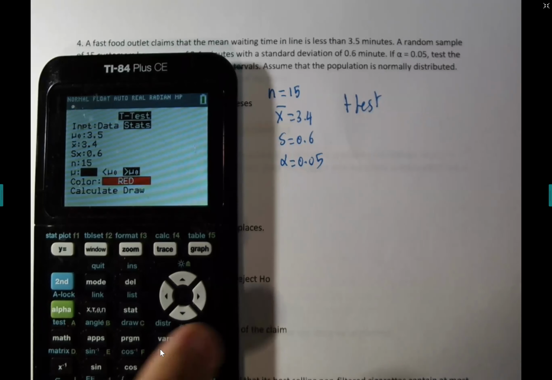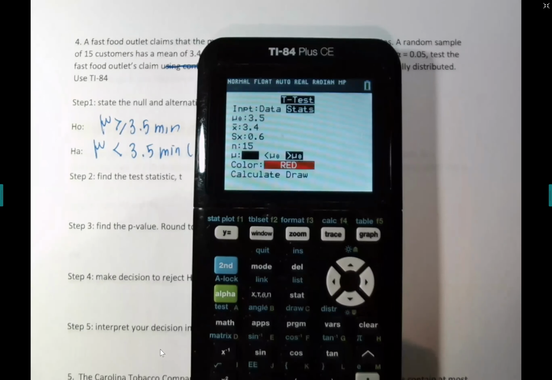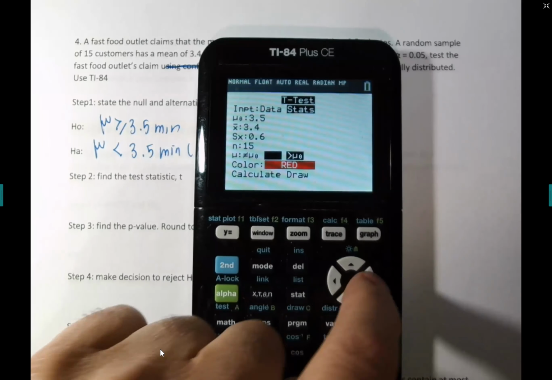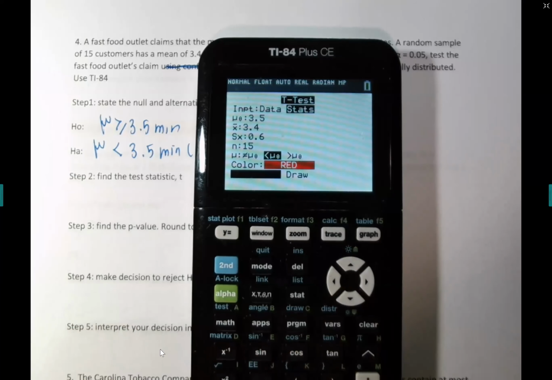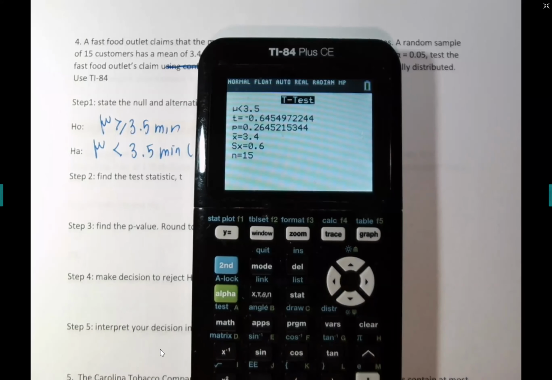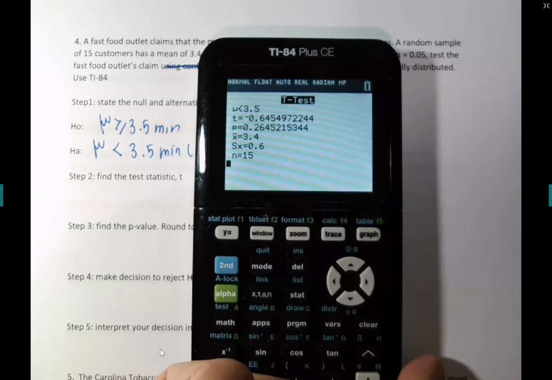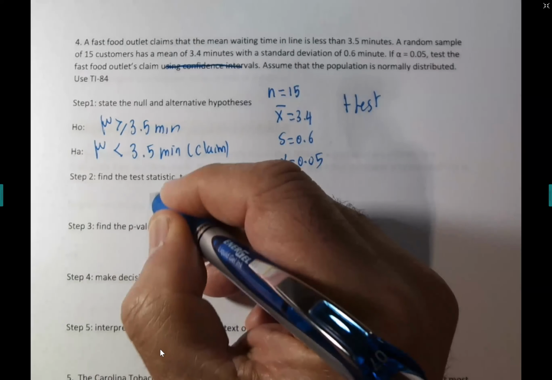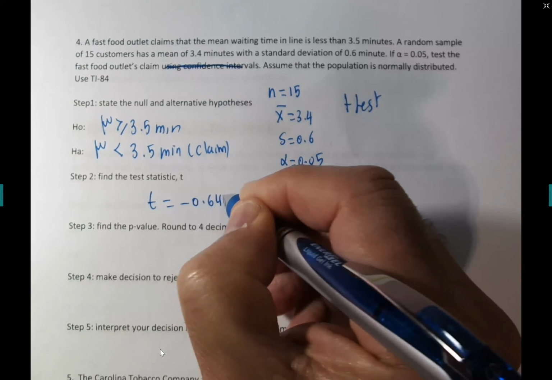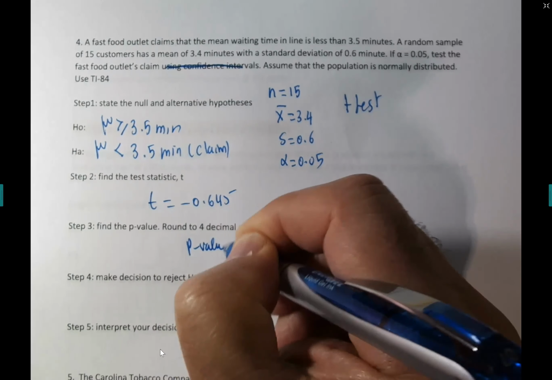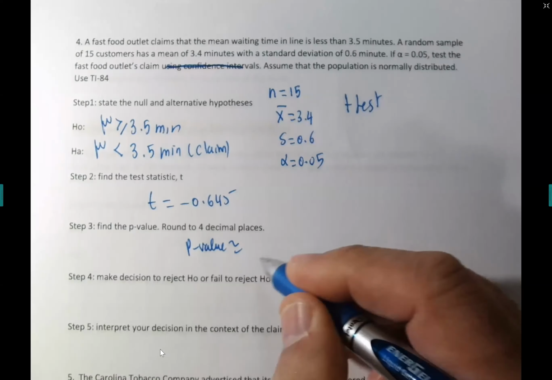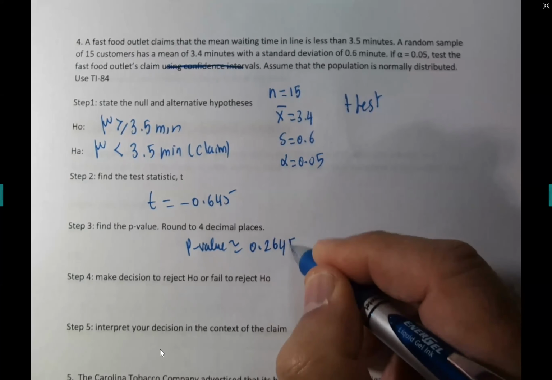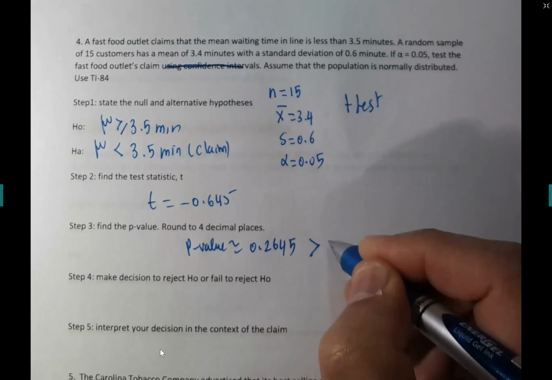And which sign do we select as first, second, or third? Can you tell me? Second. I agree. And let's do a calculate here. So that's T negative 0.645. P-value is, let me show you what I got from the p-value, 0.2645. It's huge, which is bigger than alpha.